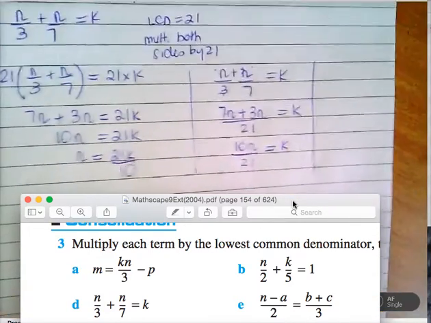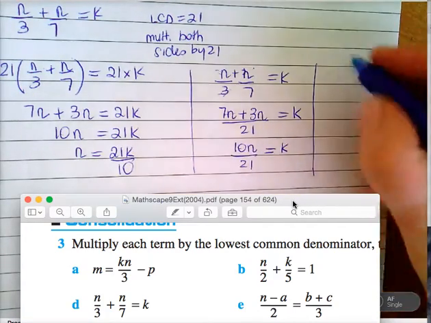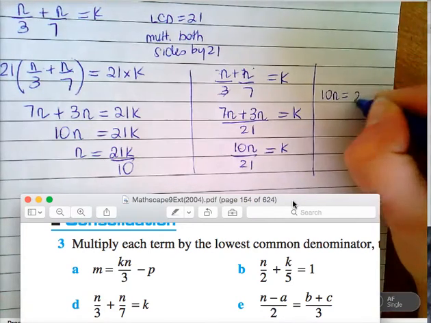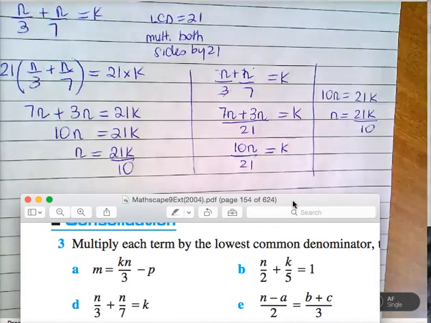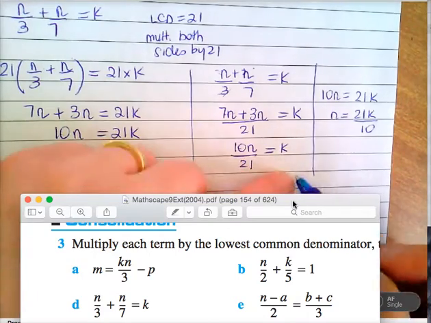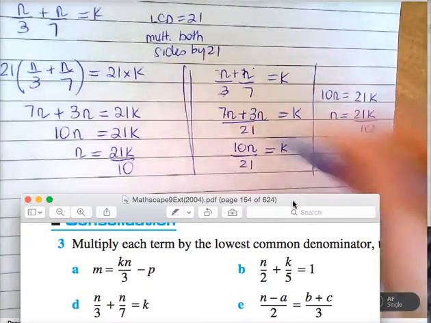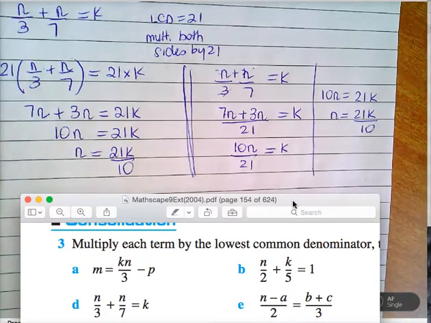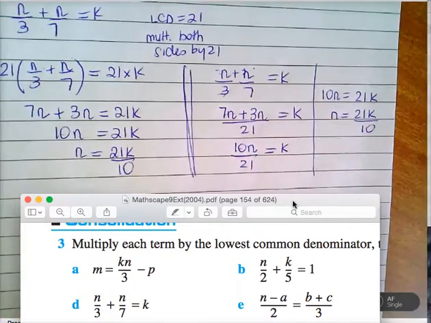Girls, what do I do now? 21 to the other side, so I get 10n is k times 21. And now divide by 10. So same thing, girls. Two different methods here. The first method is really multiplying both sides, or what we call multiplying through by 21. The other method is making a common denominator and then you times.